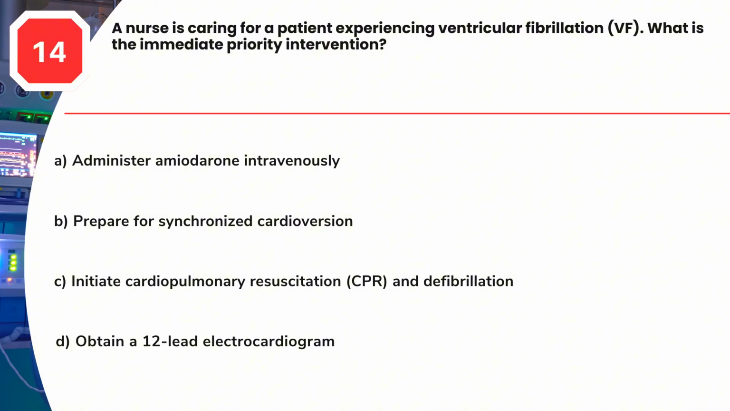Question 14. A nurse is caring for a patient experiencing ventricular fibrillation, VF. What is the immediate priority intervention? A. Administer amiodarone intravenously. B. Prepare for synchronized cardioversion. C. Initiate cardiopulmonary resuscitation, CPR, and defibrillation. D. Obtain a 12-lead electrocardiogram.